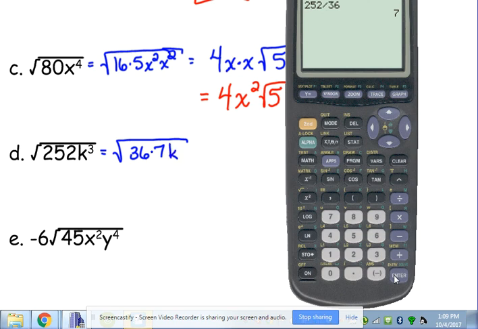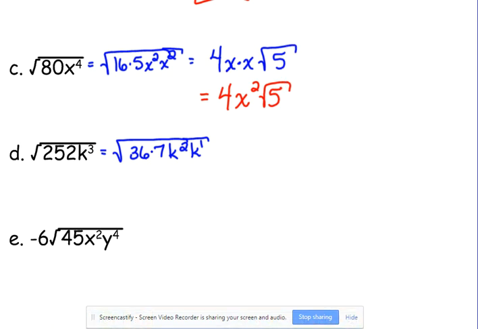I'm going to write k cubed as k squared times k to the first, right? Because when you multiply bases, you add the exponents. So k squared times k to the first is k cubed. All right, so when we're simplifying this, the square root of 36 is 6. 7 is not a perfect square, so it stays under. Square root of k squared is k. So left under there, we have 7k.